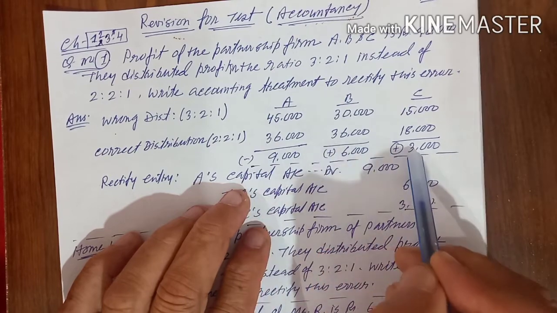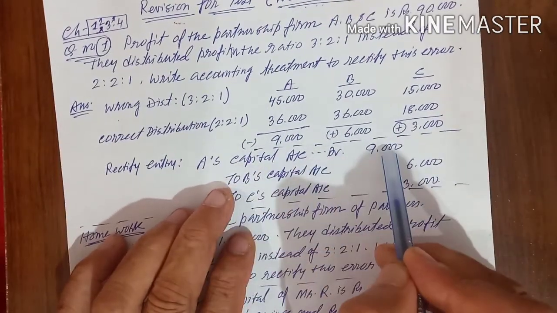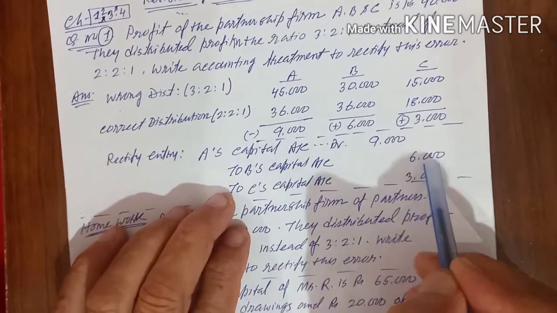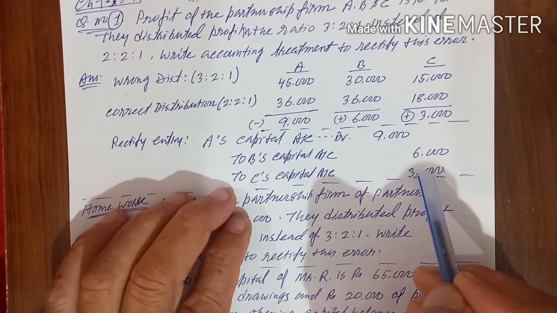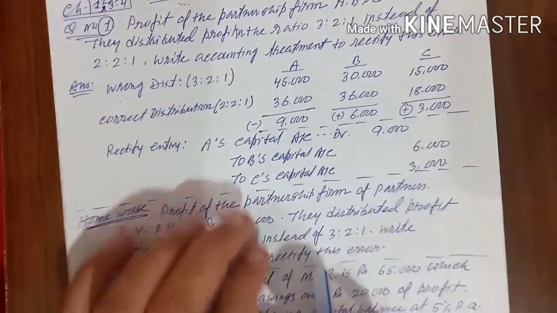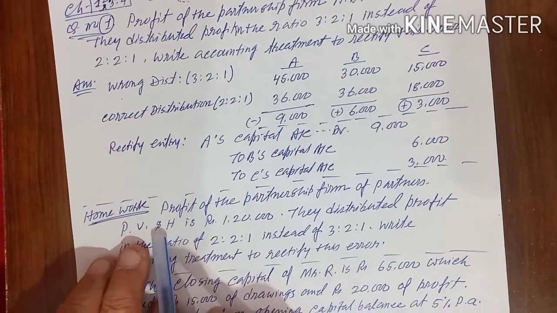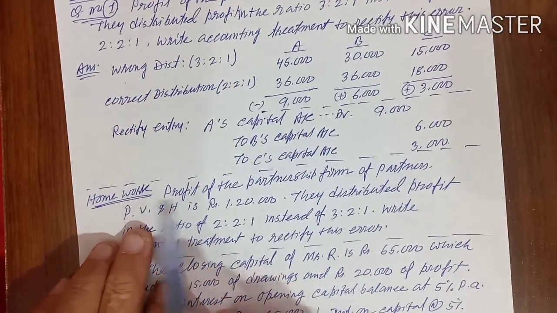Where I wrote plus, that capital account will be credit. So A's capital account debit by 9,000, B's capital by rupees 6,000, C's capital by rupees 3,000. I think you understand these questions. Like that, I have given homework questions. I want to read them to you, and you will try to do it.